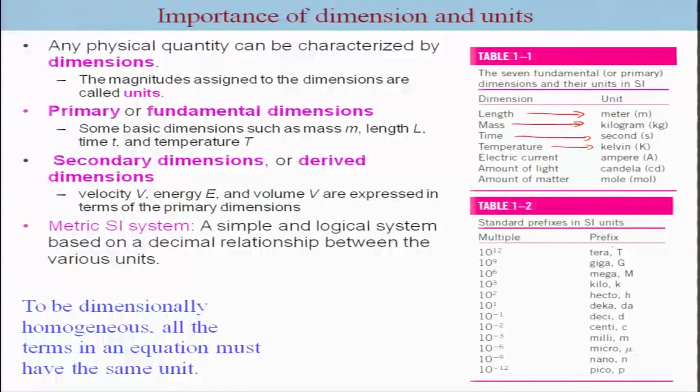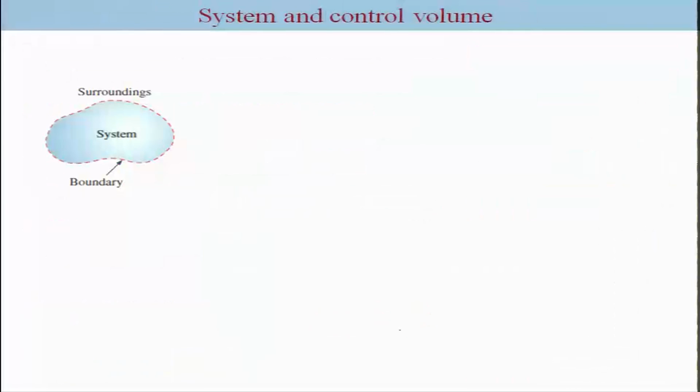Now, in addition to this, for the equations which we often deal with in thermodynamics, we must make sure there is dimensional homogeneity. What does it mean? It means, for example, if you have an equation Ax + b = c, then these terms must have the same dimensions, and this has to be ensured.